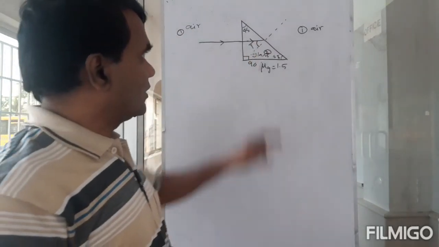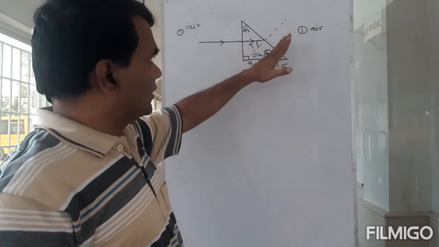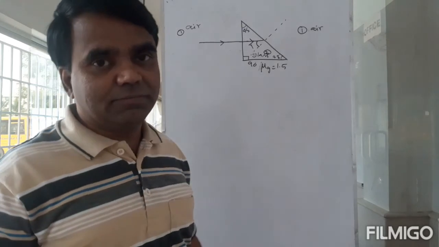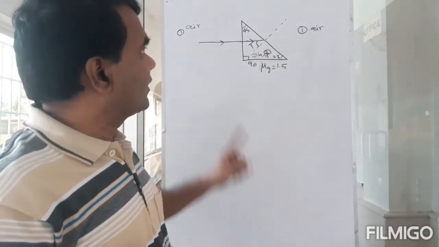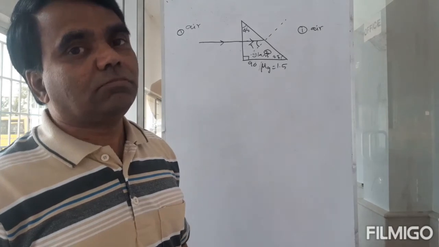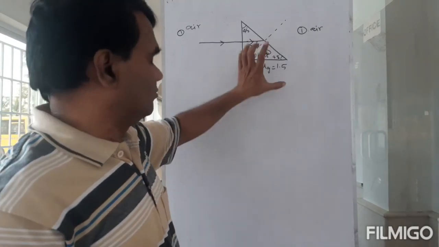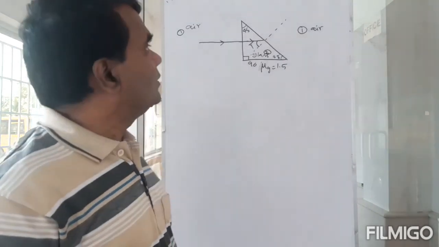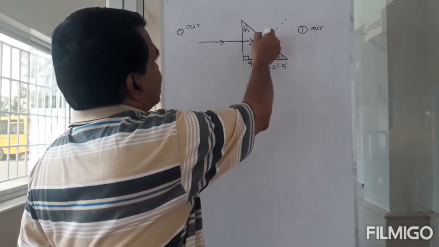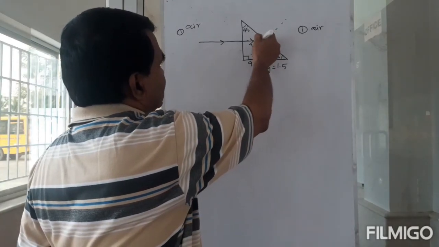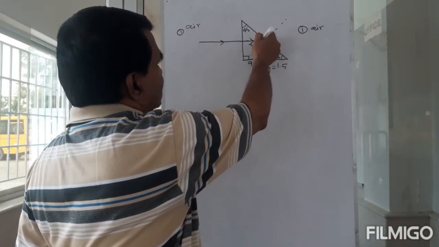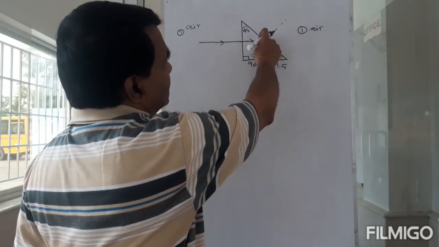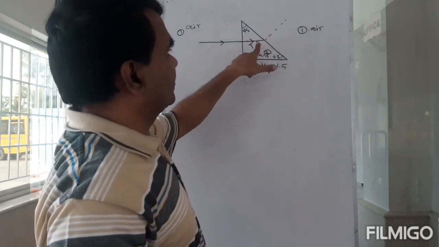Now the question is, what will happen to the ray? Will it refract or will it reflect back? That's the question. And that depends on the angle of incidence, and that also depends on the refractive index. Well, so what is this angle going to be? This angle is 45 degrees. Correct? This must be 45.